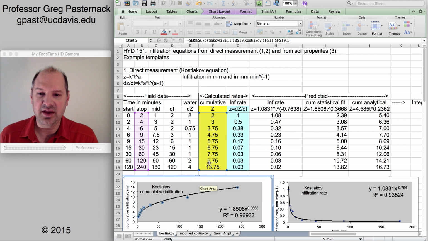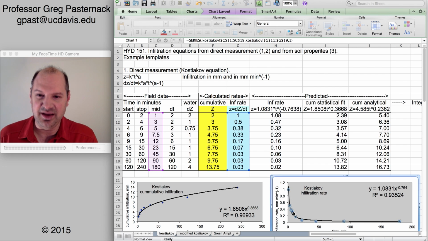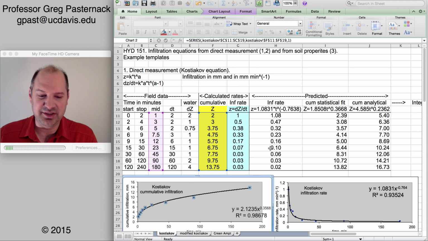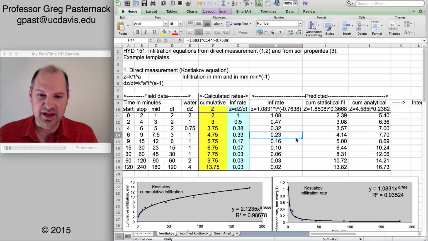The graph on the left is the plot of the cumulative infiltration through time. It looks like it should be centered actually on the midpoint. I'm not sure why. Let's see, what's this one centered on? Yeah, that one's centered on the midpoint. Okay. Geez, well, this should be centered on the midpoint too. That would make more sense. That's going to change some things, but okay.